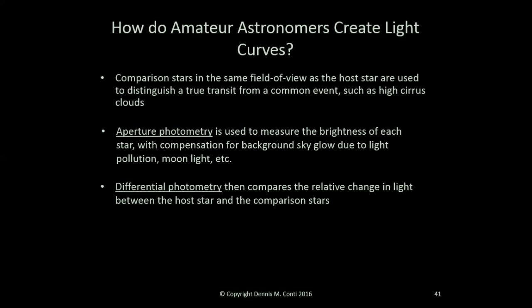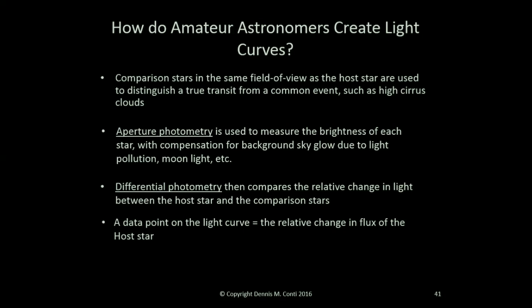Now, once we've done aperture photometry on the comparison stars and the target star, then we compare the relative change in light between the host star and the comparison stars. And that method is called differential photometry for obvious reasons. It's measuring the difference in photons between the host star and any number of comparison stars. So a data point on the light curve then is the relative change in flux or brightness of the host star relative to the comparison stars.